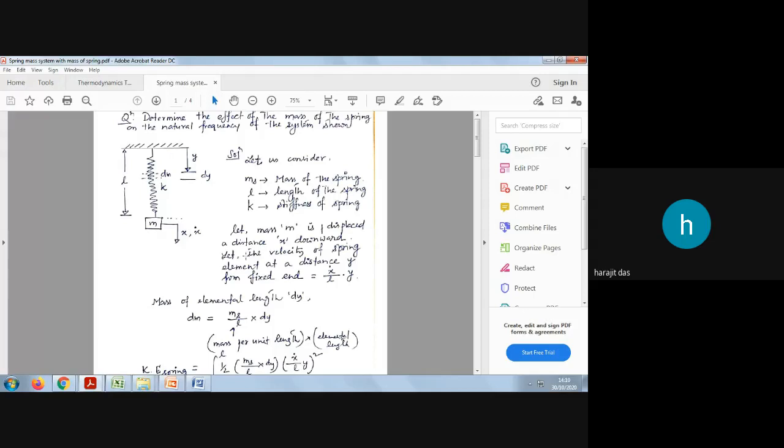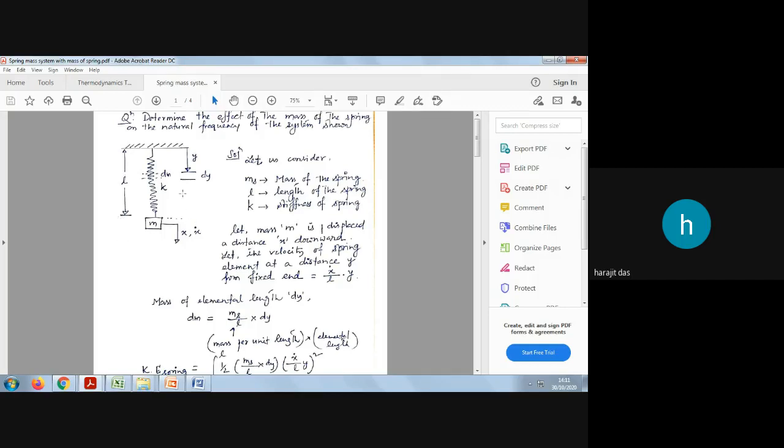Actually, the analysis will be done by the energy method. So what is the energy method? The total energy of the system is constant, or conserved. So if you take the derivative of the total energy, it will be 0, because the differentiation of a constant is 0. So we are going to find out the total energy associated with this system.